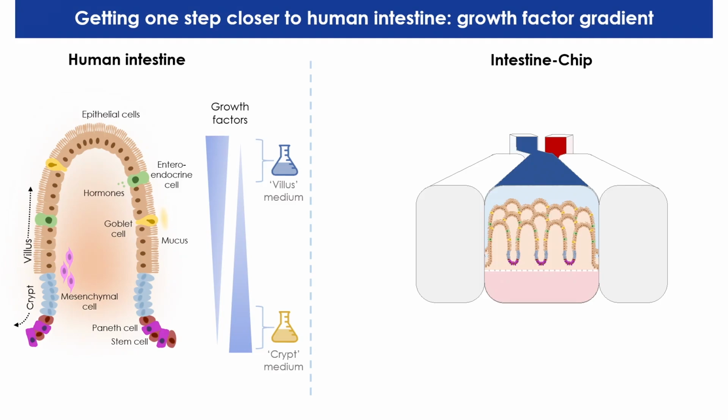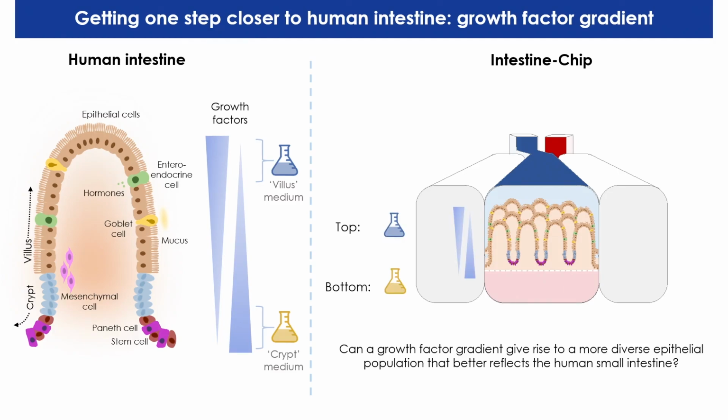So since we had a two-compartment system, we decided to introduce the crypt medium to the bottom channel, and introduce the villus medium to the top channel, and hereby try to really recreate this gradient. And we then wondered whether such a gradient could give rise to a more diverse epithelial population that better reflects the human small intestine.